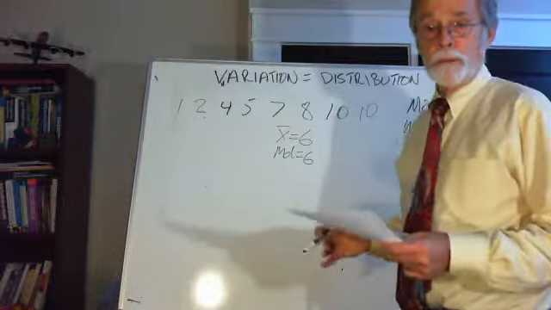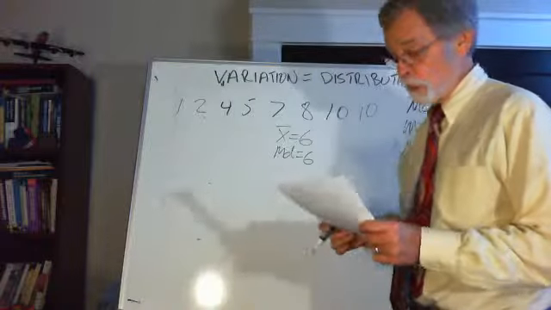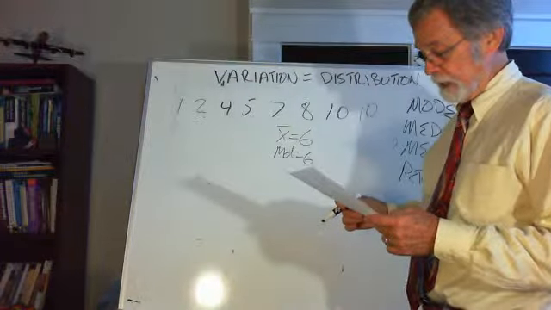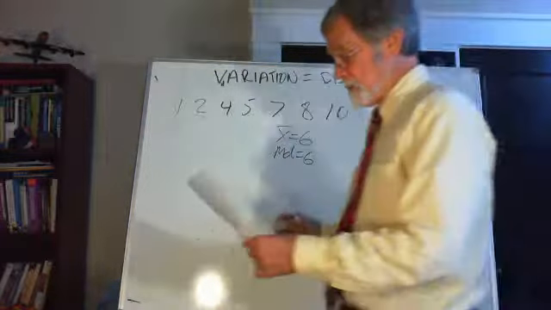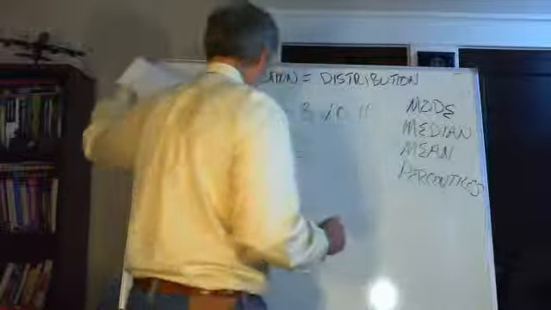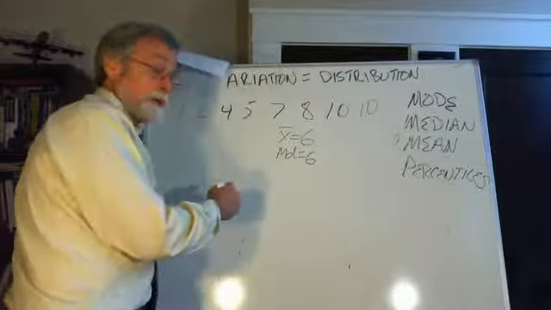If we wanted to find out the variation around the mean, this is leading into chapter 4. If we wanted to find out the variation around the mean, then we would do something like this. I'll get out of your way here.